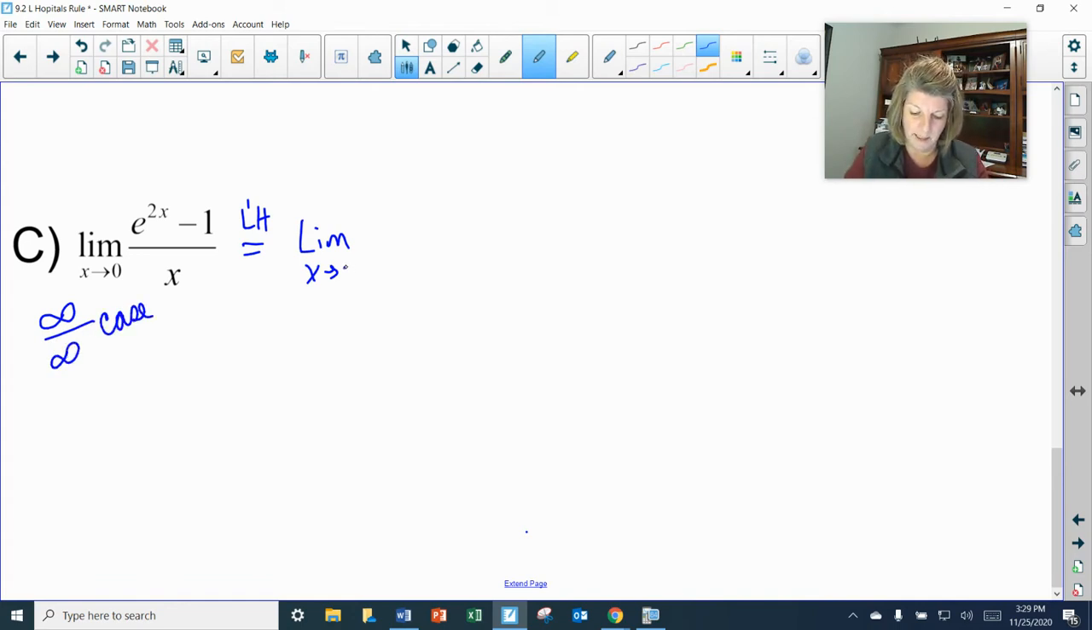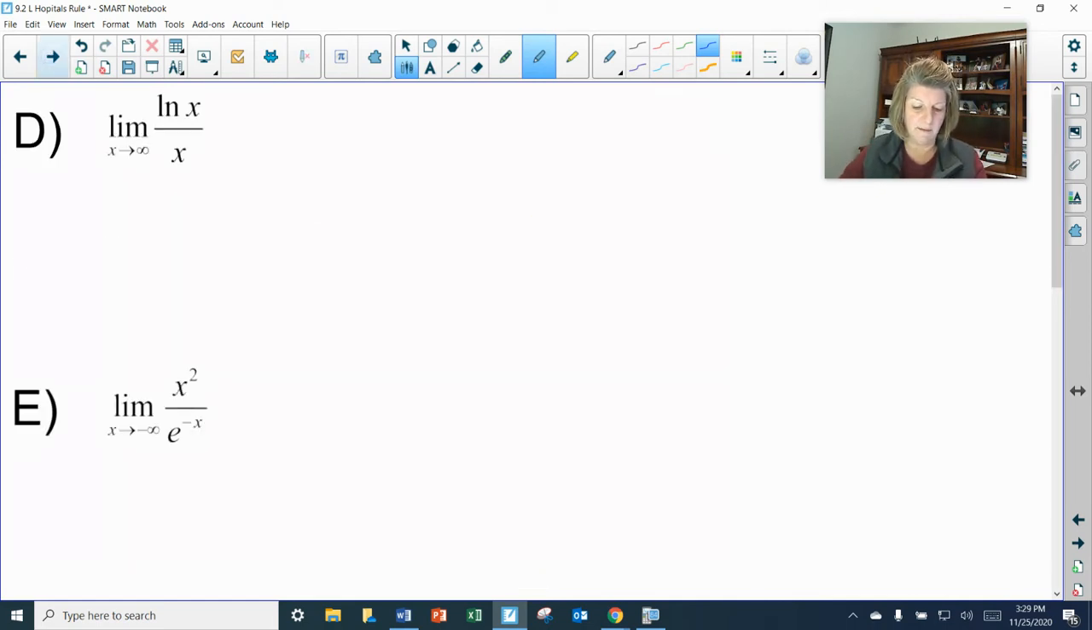And the limit as x goes to 0. The derivative of e to the 2x is 2e to the 2x, over a derivative of 1. I can put in 0. I get e to the 0, so I get a limit of 2. Over and done.